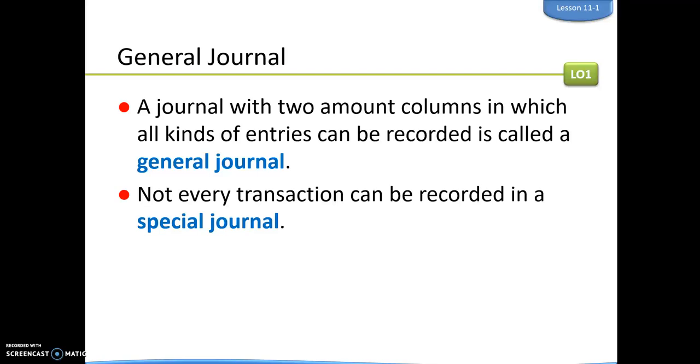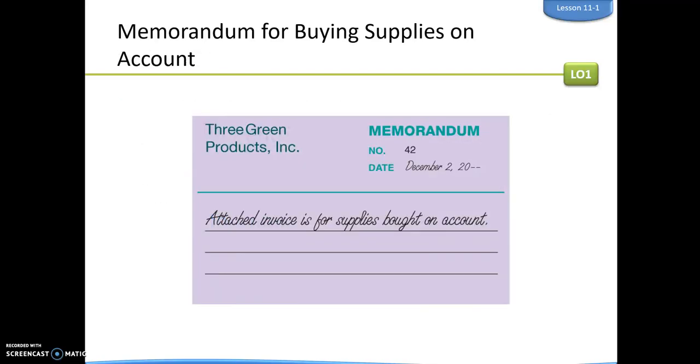A journal with two amount columns in which all kinds of entries can be recorded is called a general journal. Not every transaction can be recorded in a special journal, so those that don't go in special journals will go in the general journal. One example of that is a memorandum for buying supplies on account.